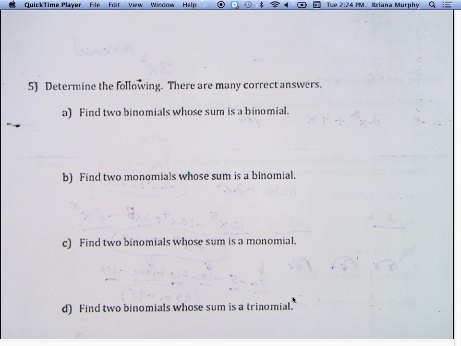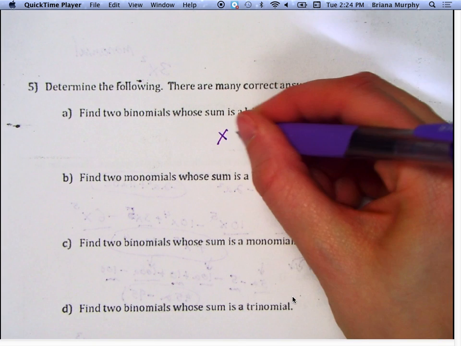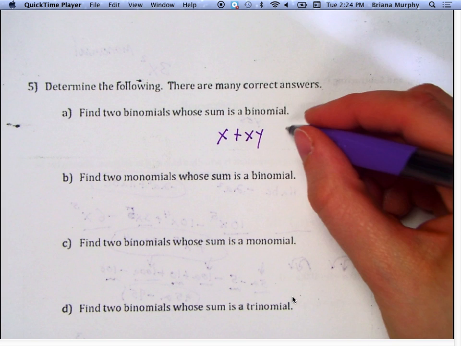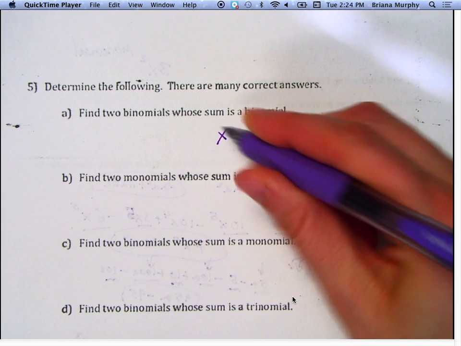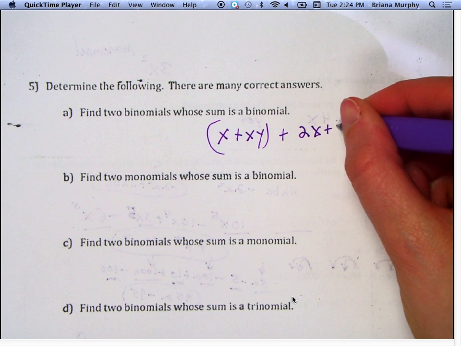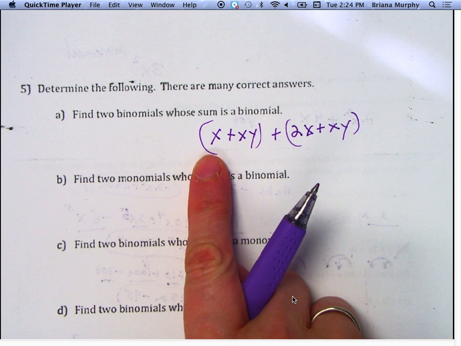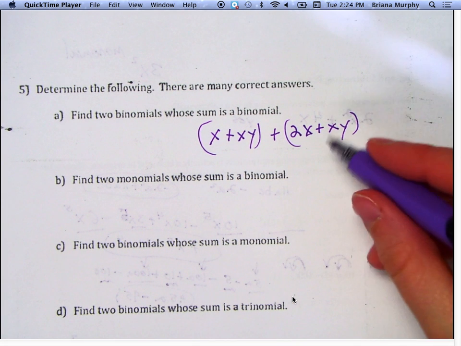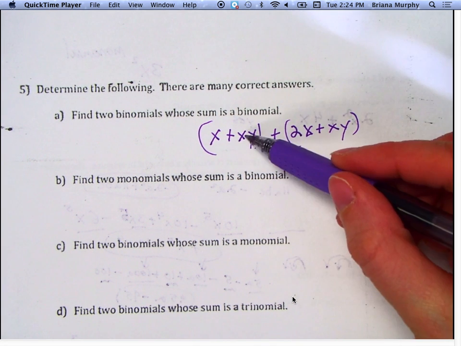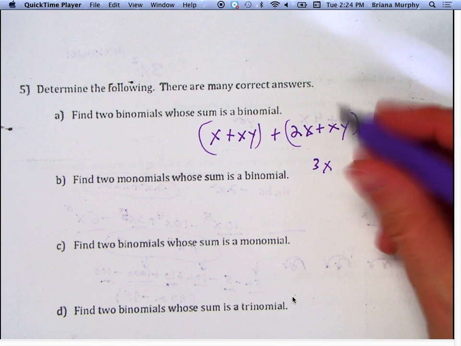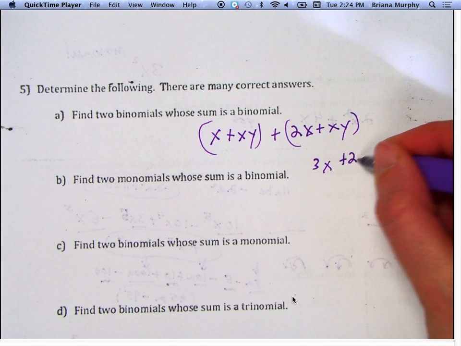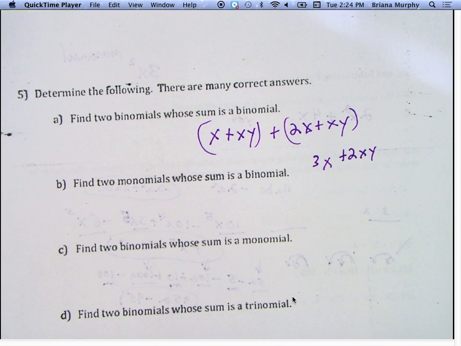Find two binomials whose sum is a binomial. So let me make one up. x plus xy plus 2x plus xy. What's my sum? x plus 2x is how much? 3x. Okay. xy plus xy is 2xy, that's correct. I said it incorrectly and Taya corrected me. So each section is a binomial itself.